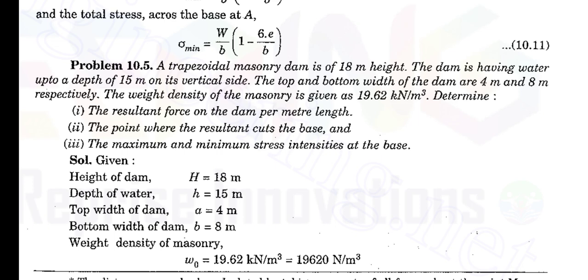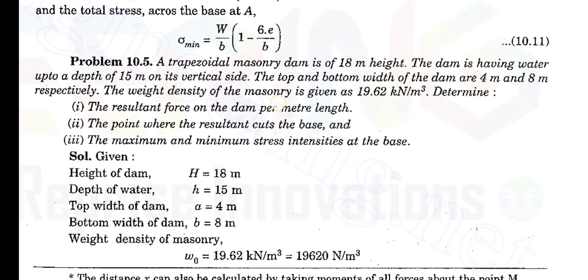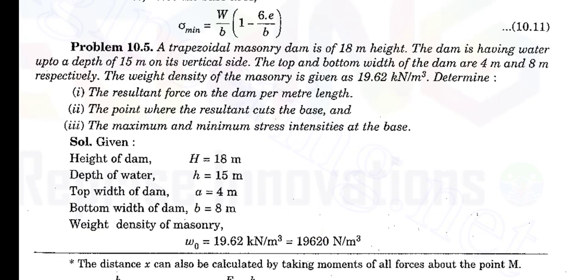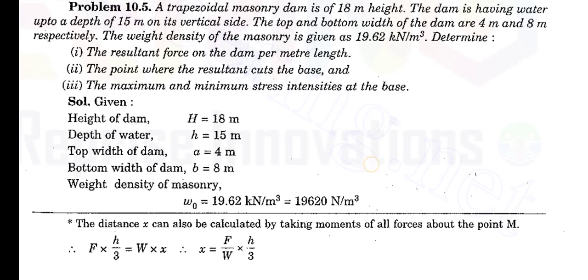The weight density is given as 19.62 kilonewton per meter cube. Determine the resultant force on the dam, the point at which the resultant force cuts the base, and the maximum and minimum stresses. So these are the things we have to find out. Here the total height of the dam is 18 meters, height of the water is 15 meters, top width is 4 meters, bottom width is 8 meters, and weight density is 19,620 newton per meter cube.